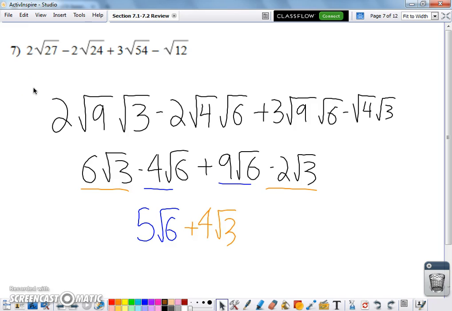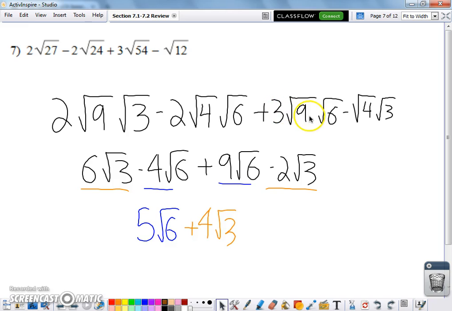Even more simplification here. All right. The square root of 27. Write down as 9 and 3, because the square root of 9 is 3, as from the previous example. 2 times 3, 6. Here, 24 breaks down into 4 and 6. Why in the world would I do that? The square root of 4 is 2. Negative 2 times 2, negative 4.